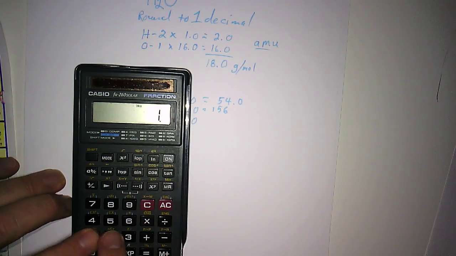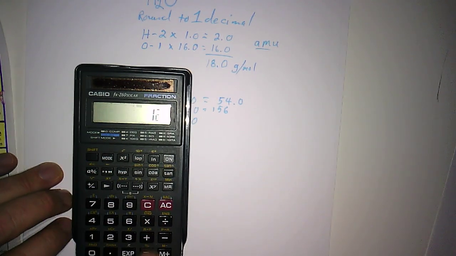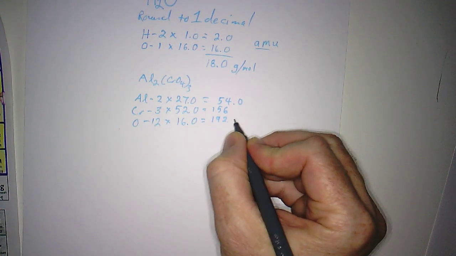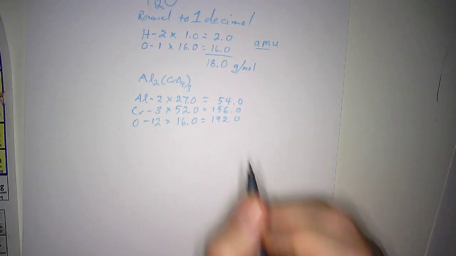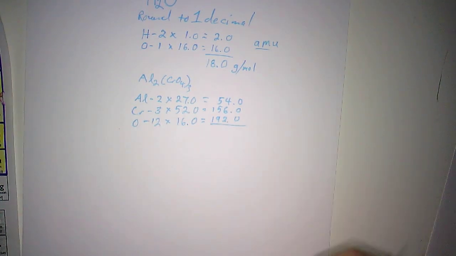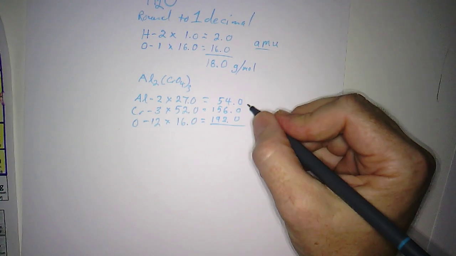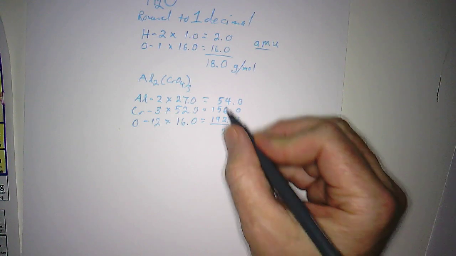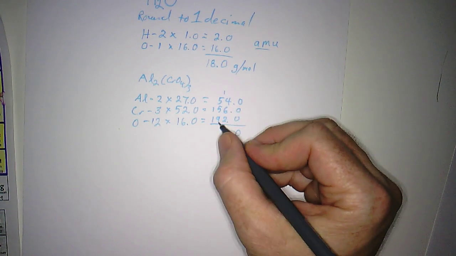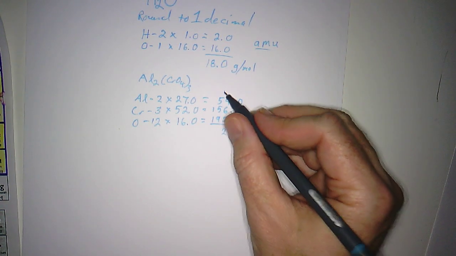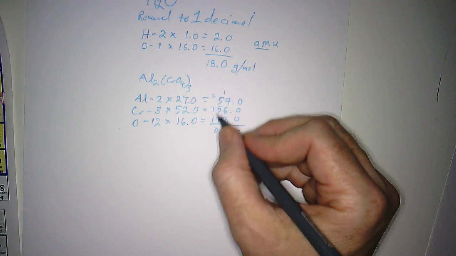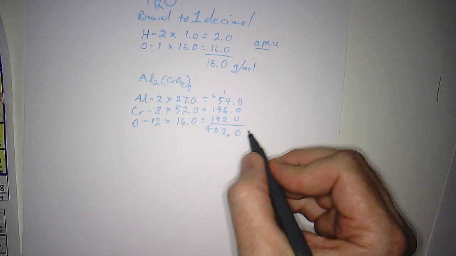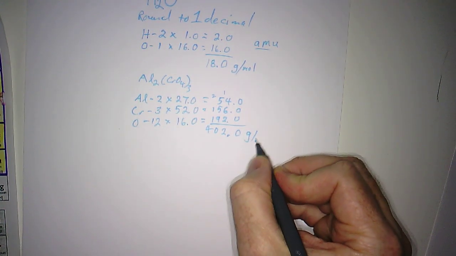Let's take a look. 12 times 16. Bam, 192. All right, and again, 0.0. They won't always be 0.0s. We'll see if we can't take a look at one that is different here in just a second. Okay, so we got 0, 0, 0 is 0. 2 plus 6 is 8, plus 4 is 12. Carry the 1. 5 plus 5 is 10, plus 9 is 19, plus the 1 is 20. Carry the 2. 1, 2, 3, 4. So aluminum chromate is 402 grams per mole.